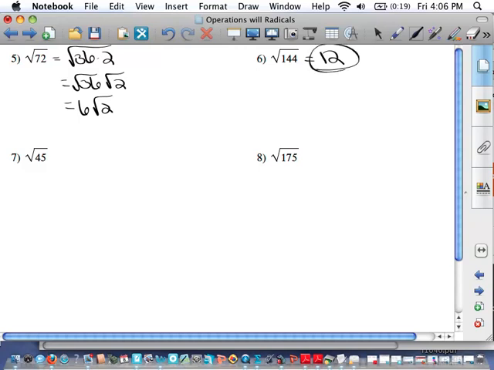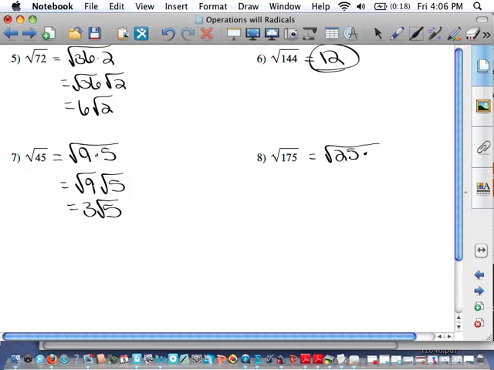Number 7, 45, I recognize that that is 9 times 5. So I have the square root of 9 times the square root of 5. Square root of 9 is 3, so that becomes 3 root 5. Now 175, when you see that, you know that's a multiple of 25. So you can just divide 175 by 25. So that becomes 25 times 7. So this becomes the square root of 25 times the square root of 7. Square root of 25 is 5, so 5 root 7.